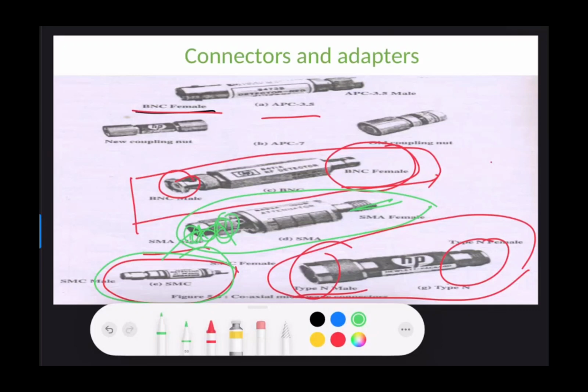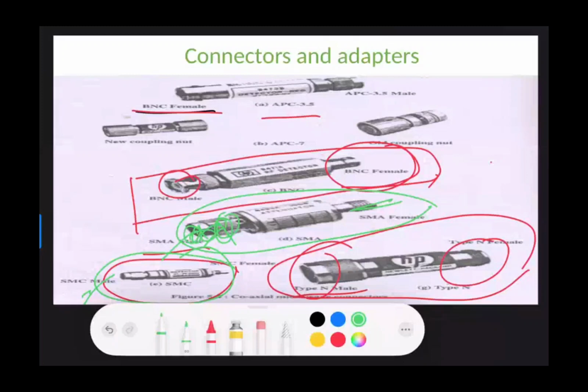In the SMA connector also we have male and female connectivity. We have the male terminal and then we have the female terminal in the SMA connector. The other type of SMA connector is SMC. It works at a different frequency. Hence, the SMA connector operates at 24 gigahertz, whereas SMC operates at around 28 gigahertz.